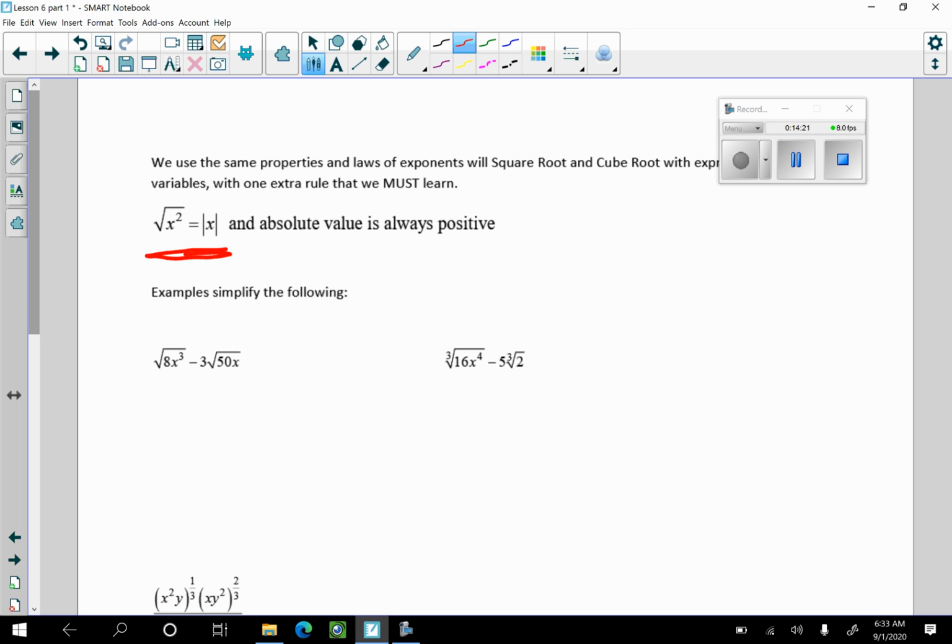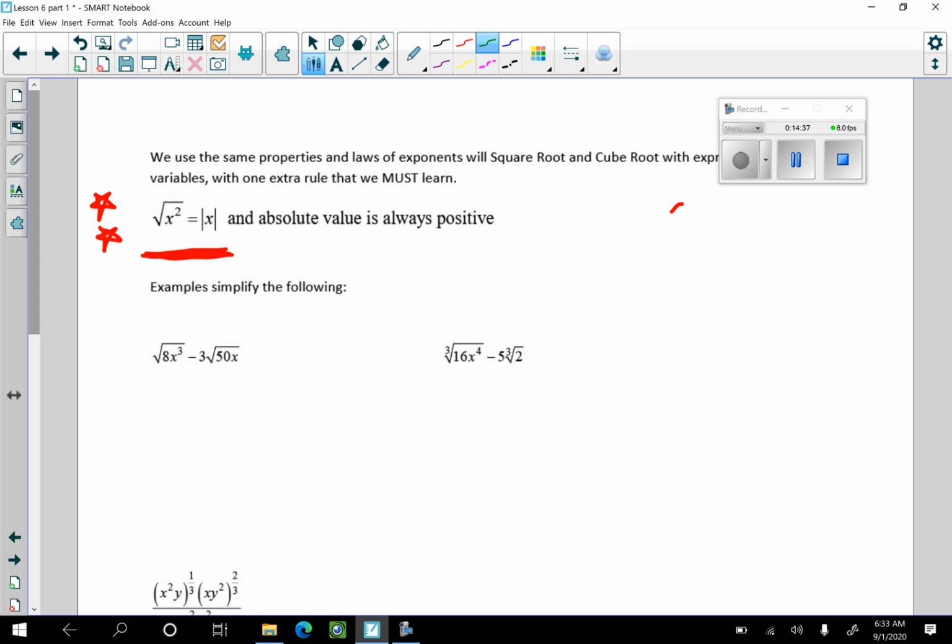This guy right here, if this is a red star, you have to know that the square root of x squared is the absolute value of x. Absolute value is always positive, and I also said that if I have the square root of an object, that thing is always positive. And so if I have the square root of x squared, it has to always be positive as well.